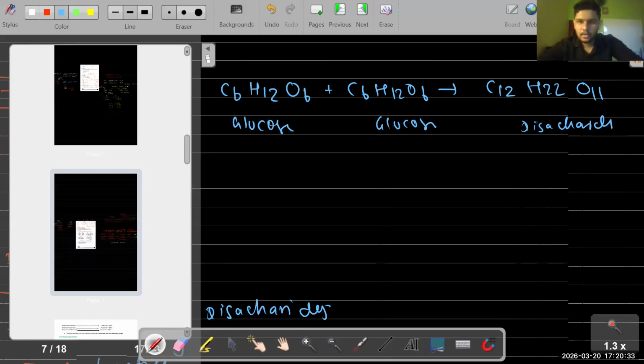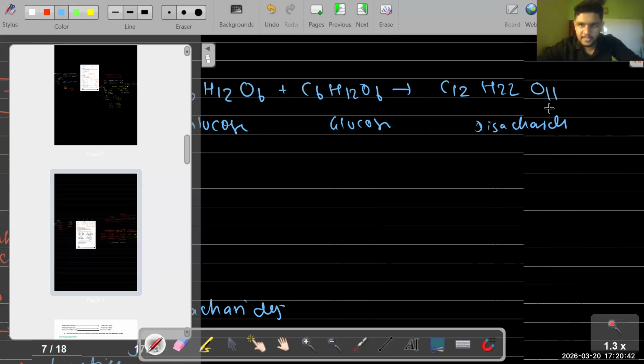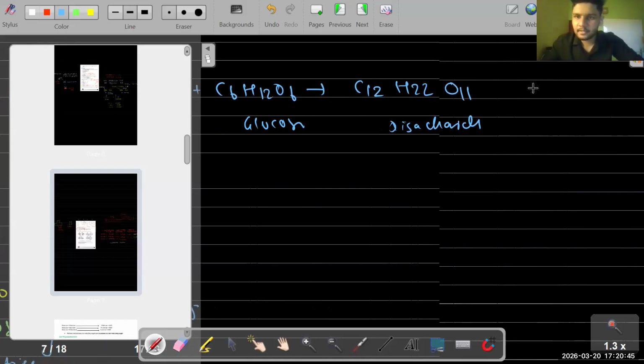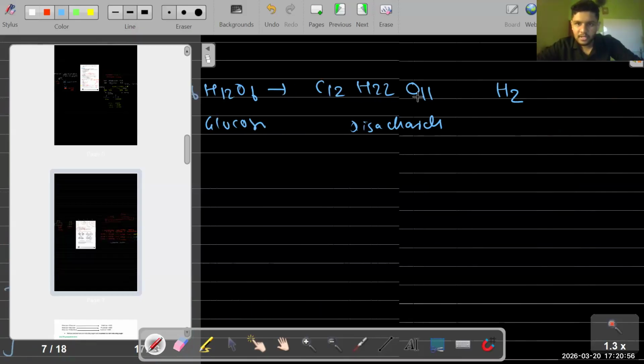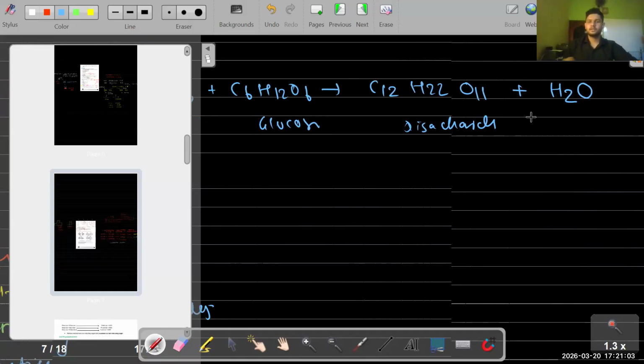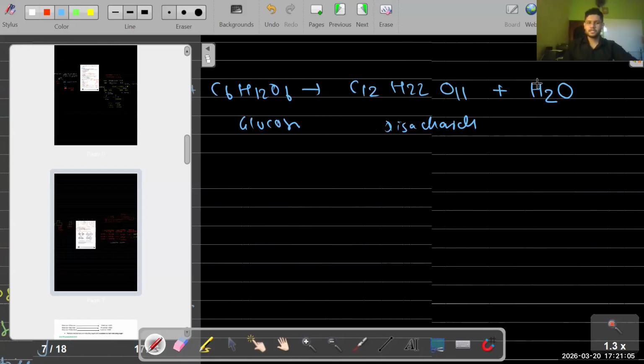No. So to balance, what should happen? What is not balanced? Here hydrogen 12, here 12, so total 24, but here 22, which means two hydrogens are missing. Hydrogen and oxygen are missing. Very good. Oxygen: here 6, here 6, totally 12, but here only 11, which is one oxygen missing. Can you understand? So what is produced at the end? What is this compound produced?